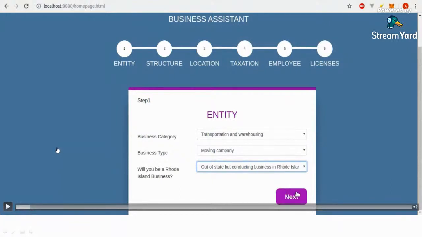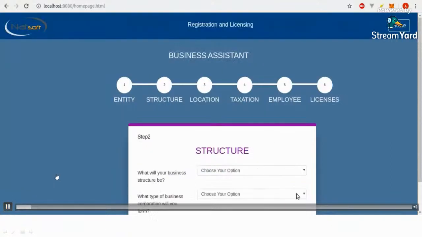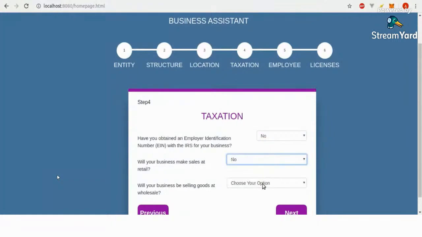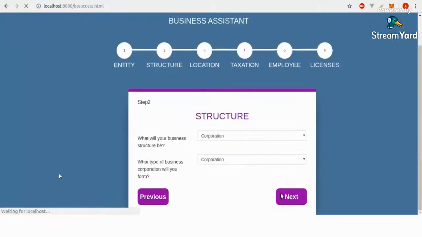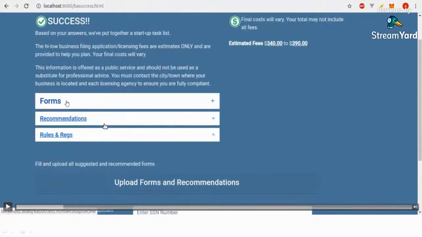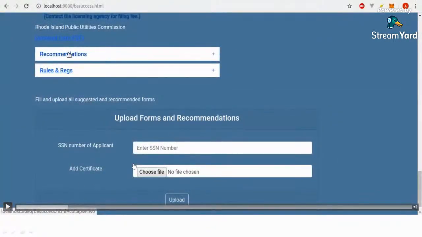Generally, the process of business registration takes different steps. For one of the US states, it takes 6 steps. First is the entity registration, then structuring the entity, meaning what kind of corporation or company it comes under, then location, then the taxation processes, then the employee details, and finally the licenses. Once all these are submitted, all the forms, recommendations, rules and regulations with respect to that registration can be accessed directly. They can submit all the forms and recommendations by tagging them to the SSN identity of the citizen on whom the company or corporation is to be registered.